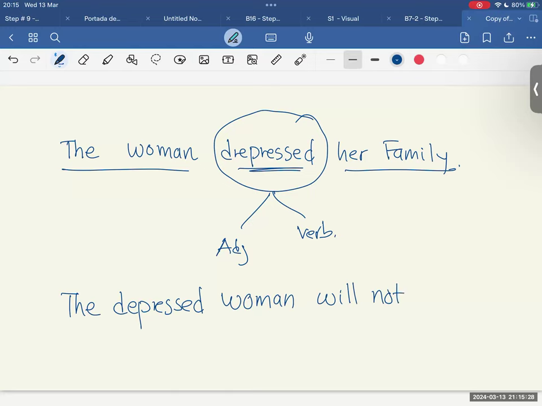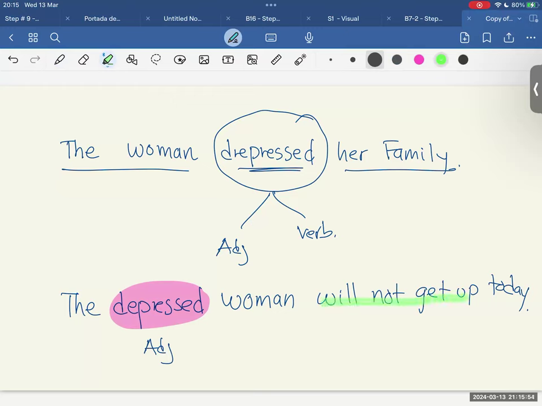will not get up today. ¿Qué dice ahí? La depresiva mujer. No se levantó. ¿Es futuro? Sí. This is an adjective. Y aquí es, and this is your verb. No se levantará hoy. La mujer depresiva no se levantará hoy. So, tienen que ver si el ed es un verbo o es un adjetivo. ¿Okidok?